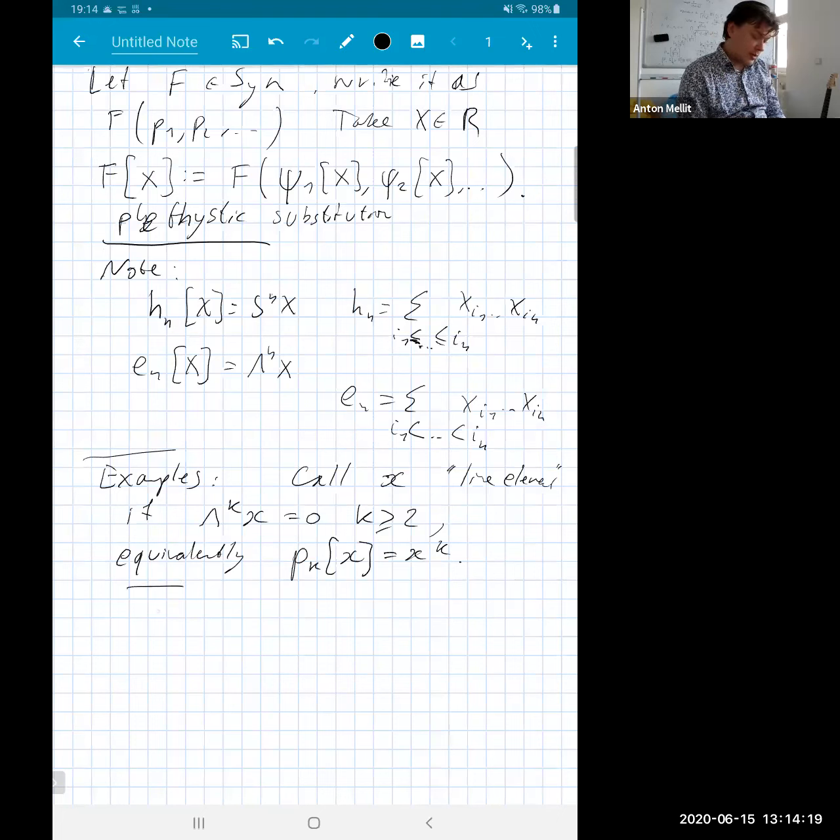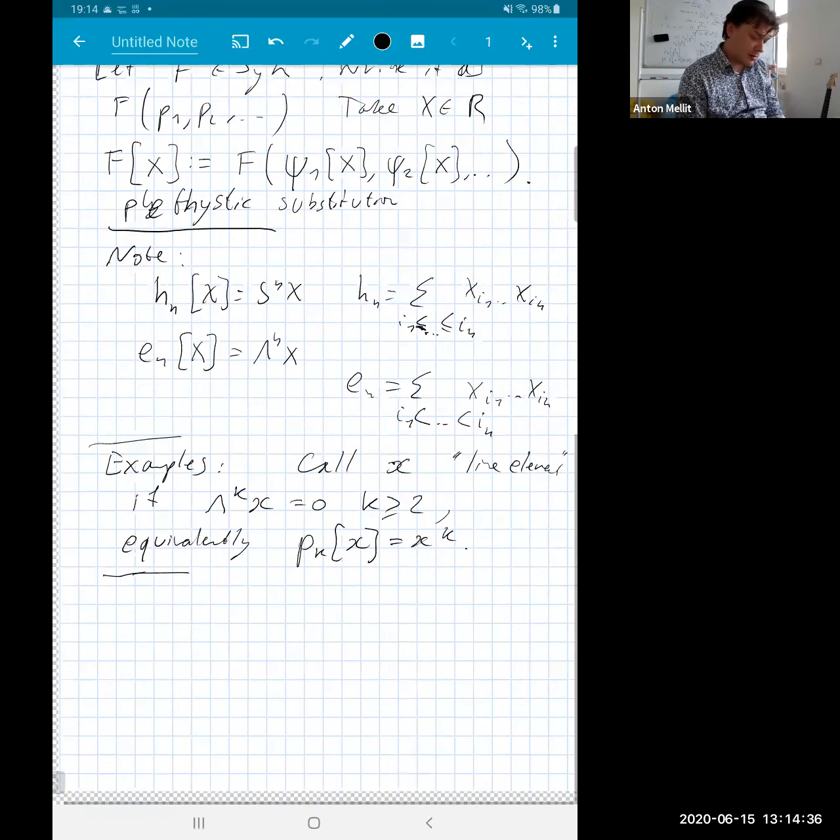In many interesting situations, it's enough to consider a ring generated by line elements, and then we know how all the Adams operations are defined. They are just raising all variables to the k-th power. But there are other situations.